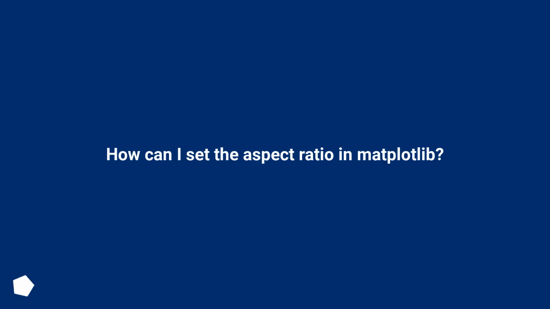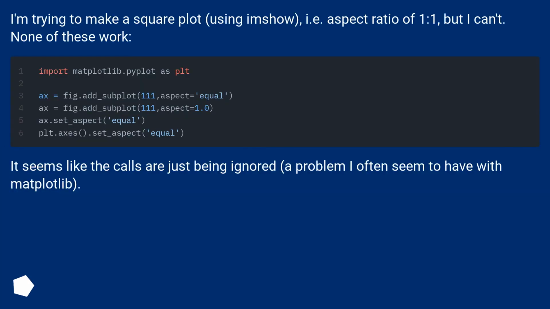How can I set the aspect ratio in matplotlib? I'm trying to make a square plot using imshow, i.e. aspect ratio of 1:1, but I can't. None of these work. It seems like the calls are just being ignored, a problem I often seem to have with matplotlib.